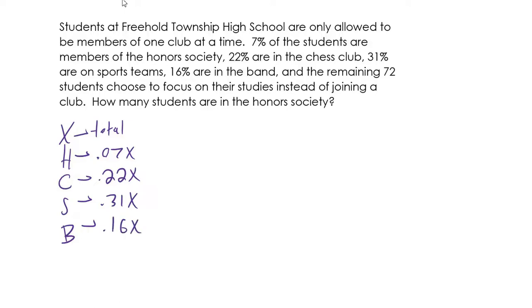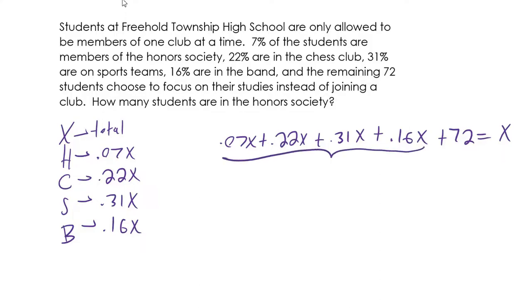The story is telling us that the Honor Society plus the chess club plus the sports teams plus the band plus the remaining number of students, which is 72, will all add up to the total number of students. So that's our equation here. Combining like terms here, 0.07 plus 0.22 plus 0.31 plus 0.16 is 0.76.